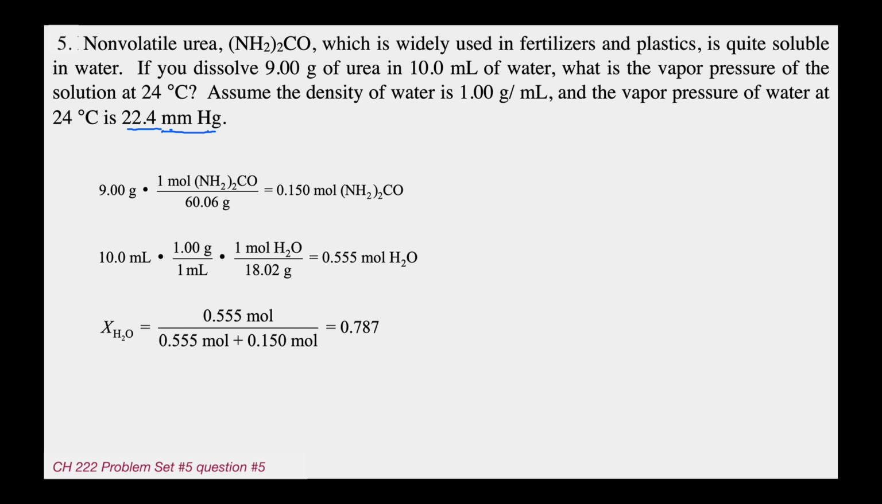You can multiply the mole fraction of the solvent by the 22.4, the vapor pressure of the pure solvent, and this number comes out to be 17.6 millimeters of mercury.